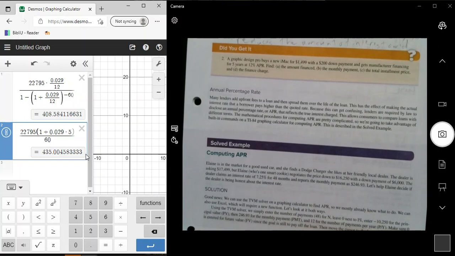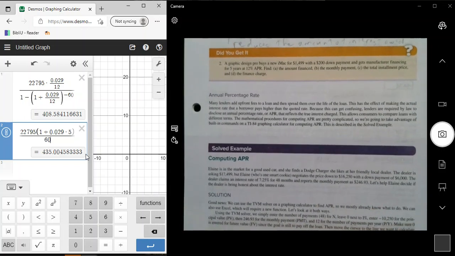Okay, now the annual percentage rate. Many lenders add upfront fees to a loan and then spread them over the life of the loan. This has the effect of making the actual interest rate that a borrower pays higher than the quoted rate. Because this can get confusing, lenders are required by law to disclose an annual percentage rate, or APR, that reflects the true interest charged. This allows consumers to compare loans with different terms.